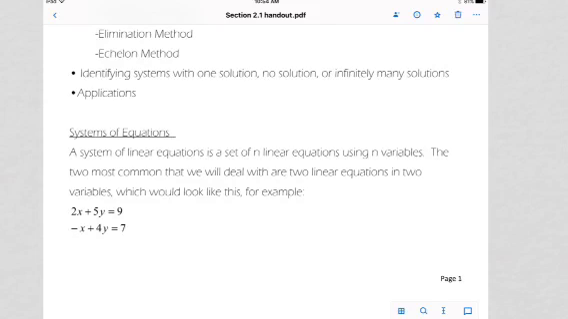Looking at what I mean by a system of equations, it's when you have a set of n linear equations, and again, remembering that linear means that you have lines. If there are n equations, you also want to have n variables. The two most common that we will deal with are two equations with two variables, which, for example, would look something like this: a first equation, 2x + 5y = 9, and a second equation, -x + 4y = 7.